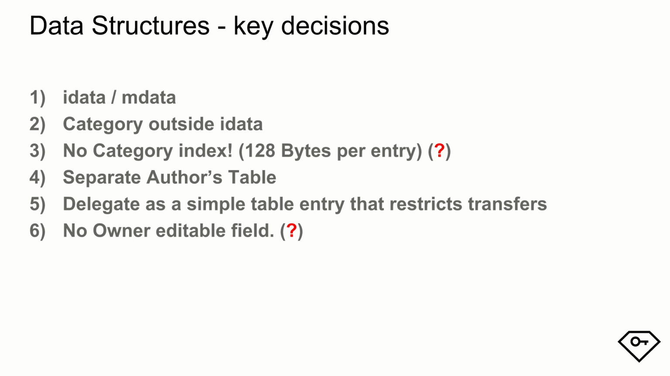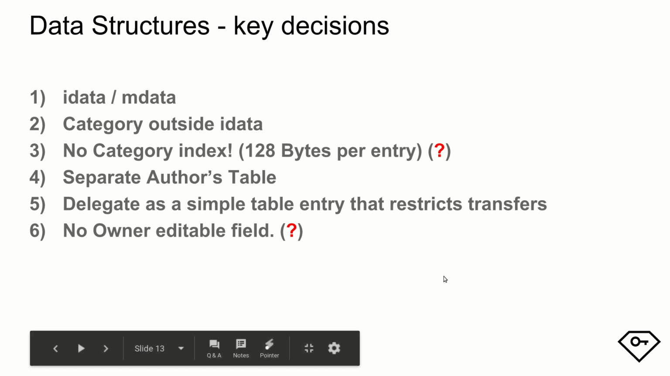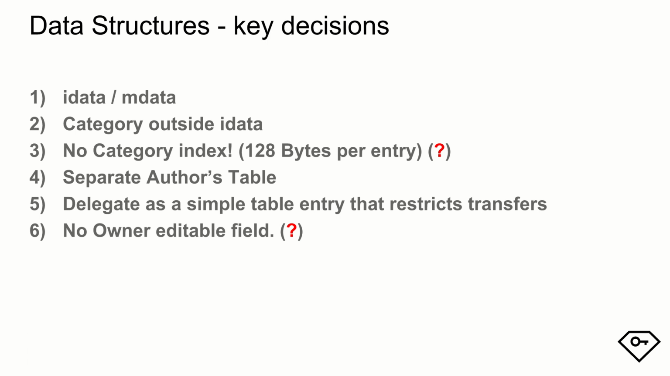By the way, our asset table by itself is about 200 bytes. So if you want to use assets at all, you'll pay for 200 bytes. And every asset itself is about 600 bytes. We think that's pretty compact. Moving on, we decided to have a separate authors table rather than packing author information into the asset. Similarly, we decided to have a simple delegate table instead of packing lending and borrowing information into the asset.